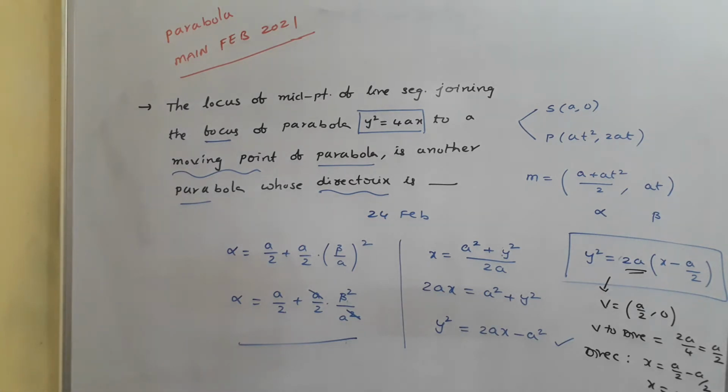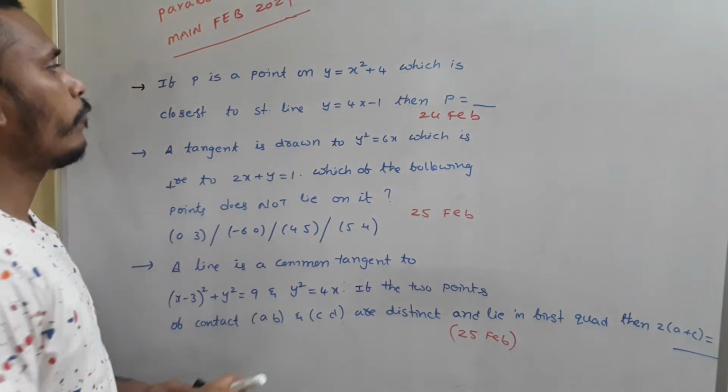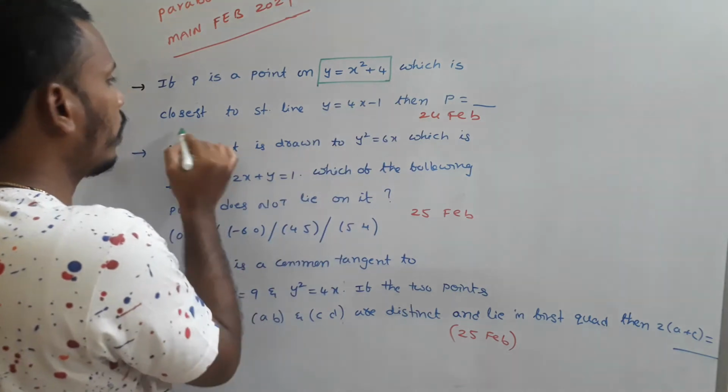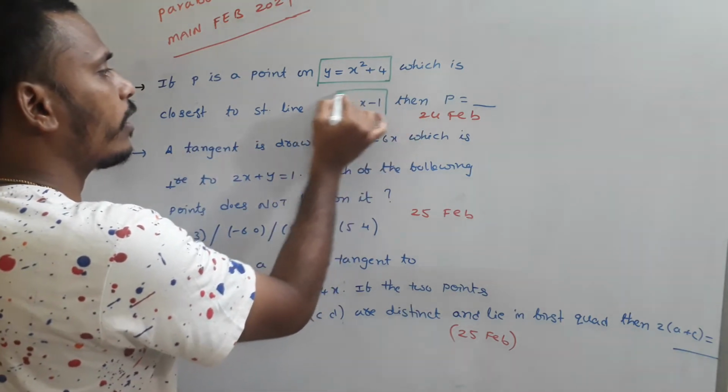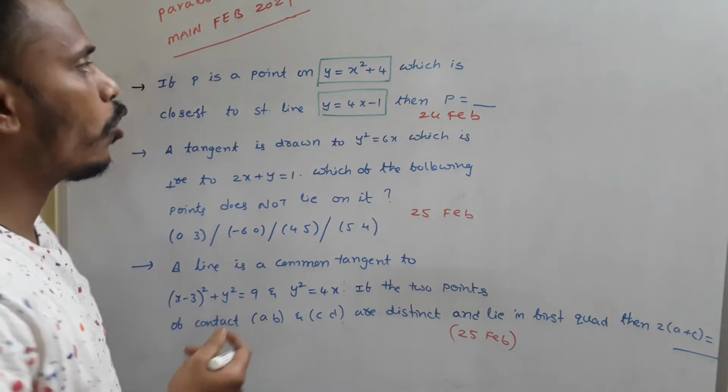Just have a look. So next problem. If P is a point on y equals x square plus 4 which is closest to the straight line y equals 4x minus 1, then we need to calculate the coordinates of P.